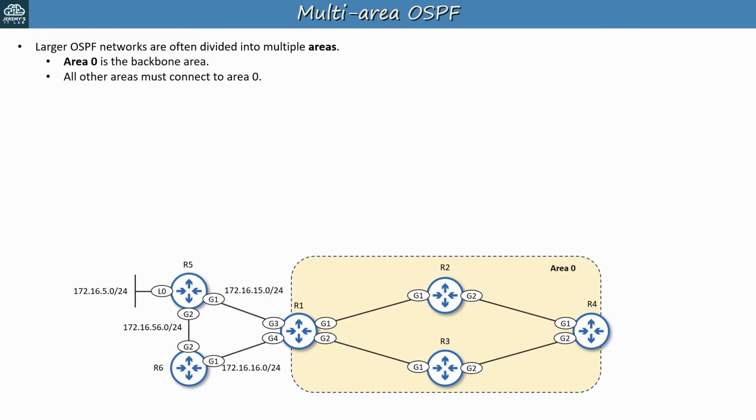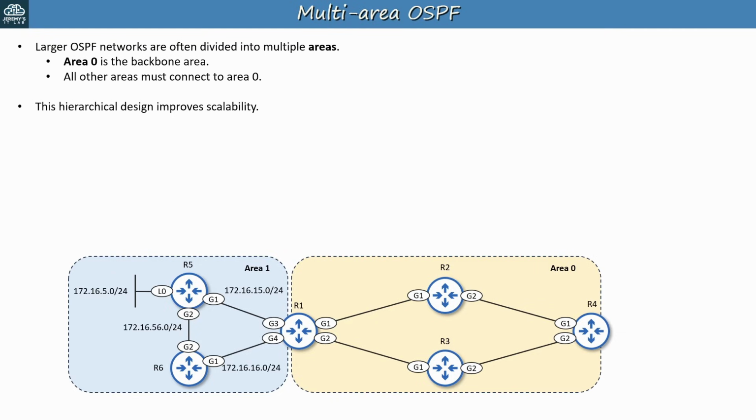So let's add some more routers here, R5 and R6. This is still a fairly small network, so single area would be fine, but let's make this Area 1. Now, what's the benefit of splitting a network into multiple areas? The main thing is scalability. Multi-area OSPF reduces LSDB size and also reduces shortest path first calculation workload. Let me show you what I mean by that.